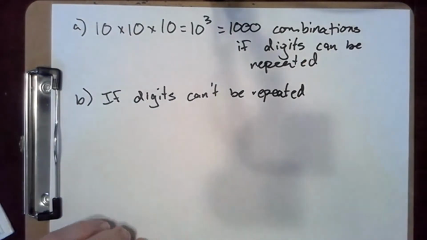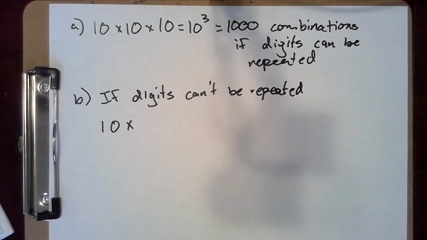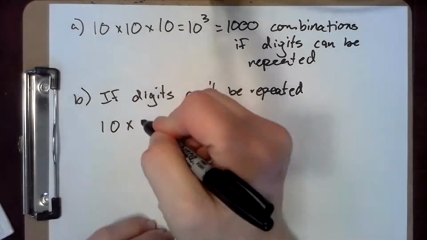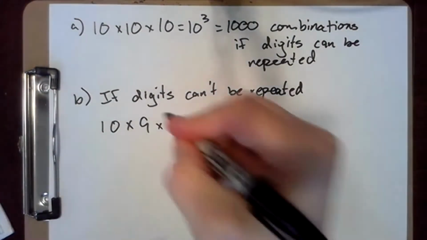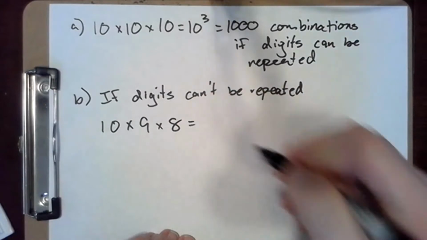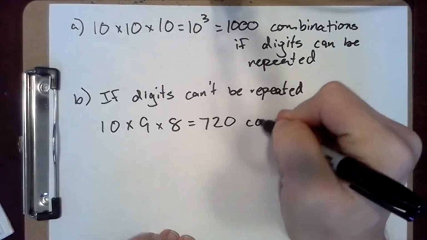it's a little different. We have 10 options for the first number, but we have to take one of those away, the one that we use, when we go to the second number. So that's 9. And then we have to take that one away as well when we go to the third number. So there are only 8. 10 times 9 times 8 is 720 different combinations.